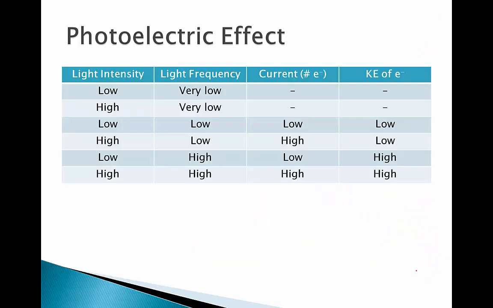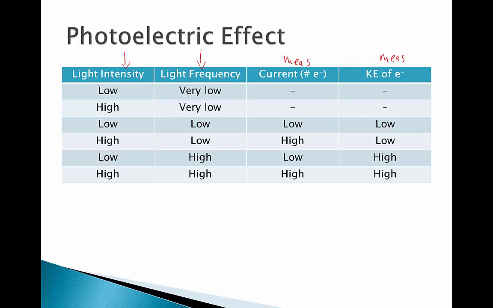So here's a little bit more data from the photoelectric effect. What we're going to do here is vary these experimental parameters. We're going to vary the light intensity and vary the light frequency. And then we're going to measure these two things. We're going to measure the electric current, just using that device that I talked about. We're also going to develop some sort of special experimental technique to measure the kinetic energy of those electrons that are coming off.